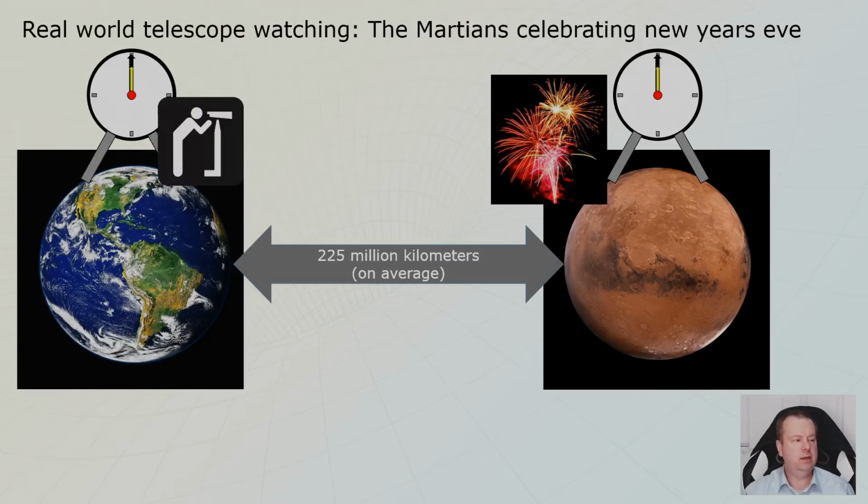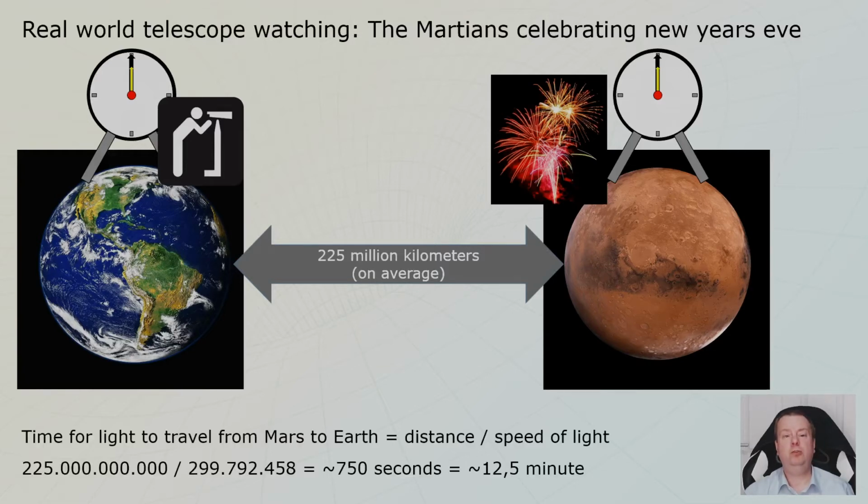And let's say we have an observer on planet Earth looking at Mars. Will that observer see the fireworks when our clock, the Earthlings' clock, is at 12? Think about it. No, it's not. Why? It takes time for the light from Mars to travel all the way to our telescope. In fact, it will take about 12.5 minutes before the light of the fireworks reaches the telescope.